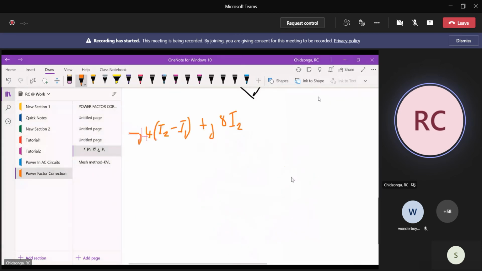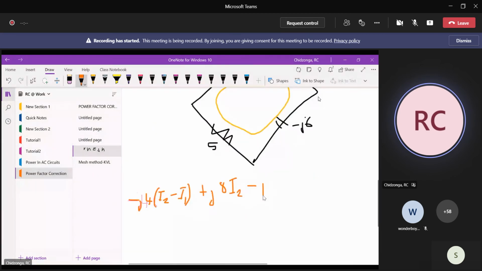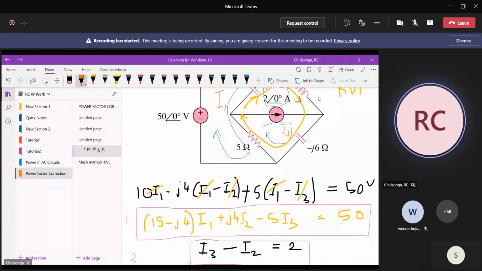Then lastly, I'll come to the 5 ohm. Now you'll see that in the 5 ohm, I3 is flowing in the same direction as the super mesh.